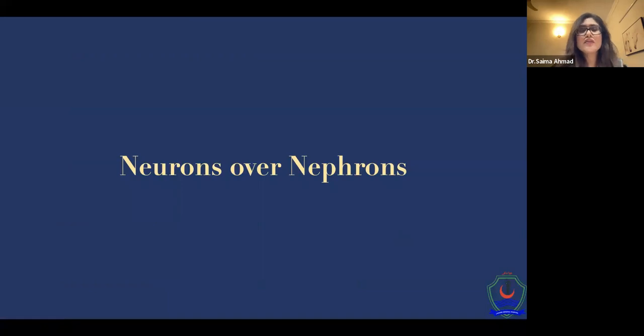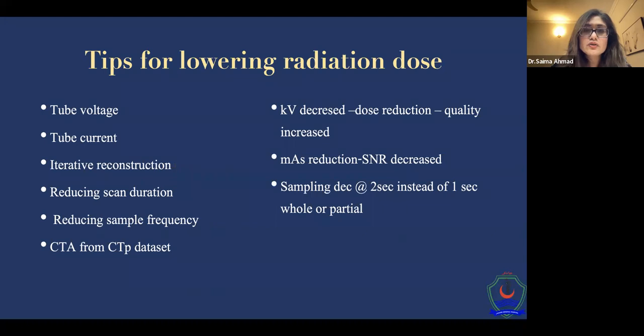Next, there is a famous and very commonly asked question about kidney function tests. Kidney function tests are not important. You should do your imaging, your CTA, your CTP, your non-contrast CT, and after deciding your endovascular therapy, then you can look at the RFTs, because neurons are more important, nephrons are not that important. Now, there are a few tips by which you can lower your radiation dose, and you should know them, apply them, and improve your imaging by working on these.